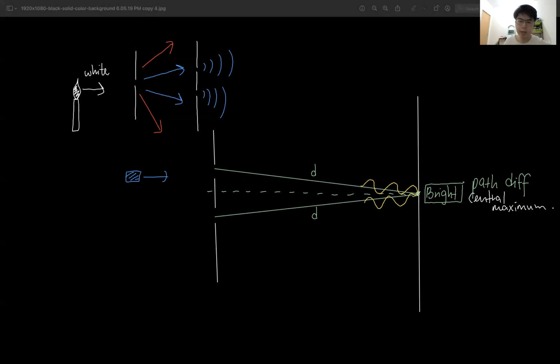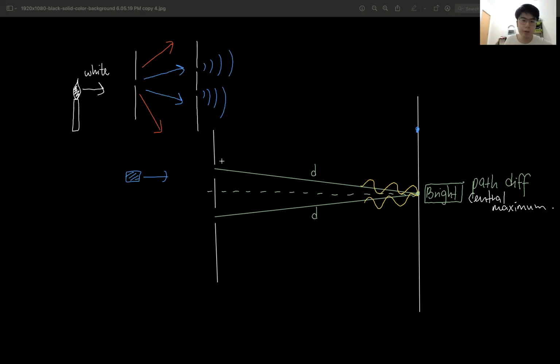So what is happening at the central maximum? It is where constructive interference is happening. So crest joins with crest, or trough joins with trough. Now let's pick a point somewhere up here, where you see another bright fringe.